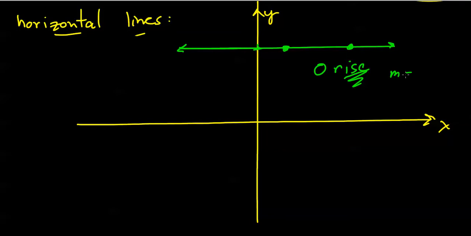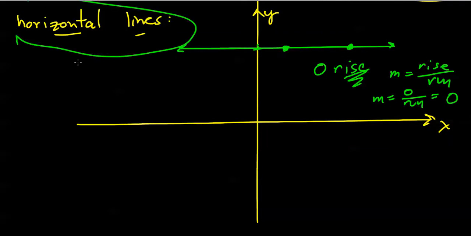If I was to blindly plug into my slope formula, if I look at my rise over run, it really doesn't matter what my run is. My rise will always be 0. There is no rise in a horizontal line. And if a fraction has a numerator of 0, that means the fraction itself is equivalent to 0. The moral of the story here is if I've got a horizontal line, my slope is 0.